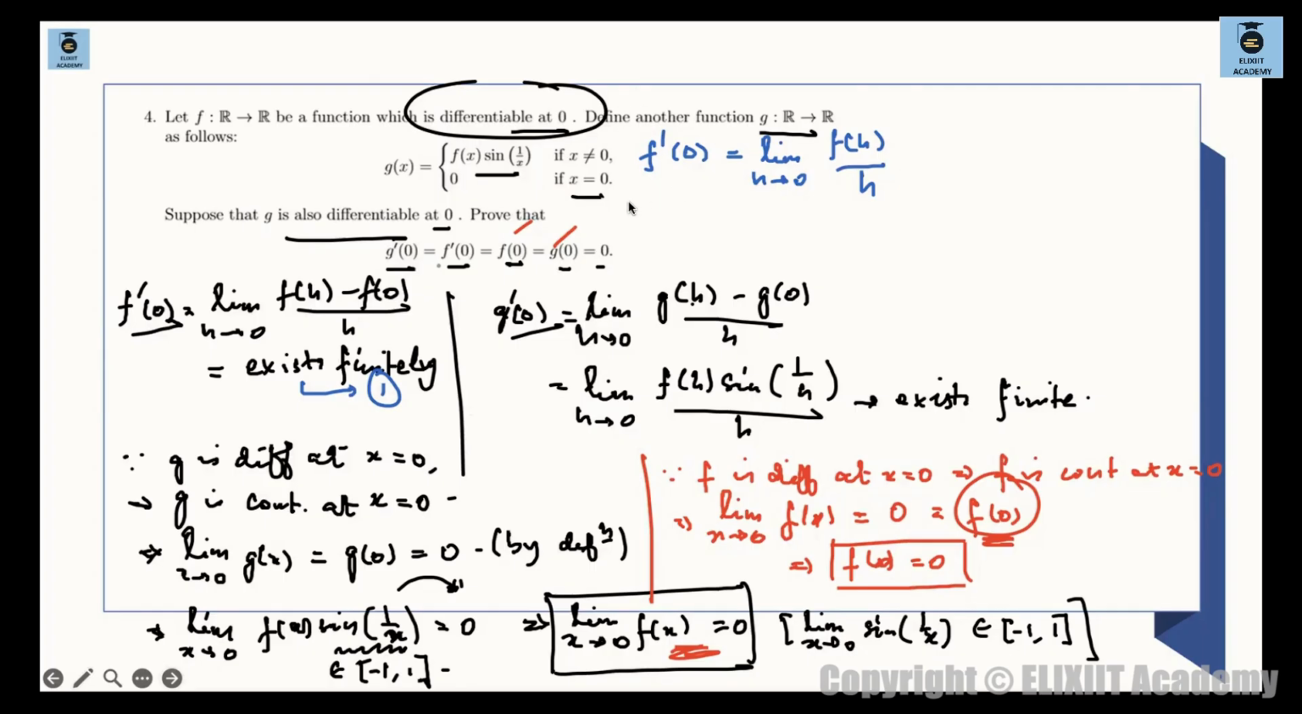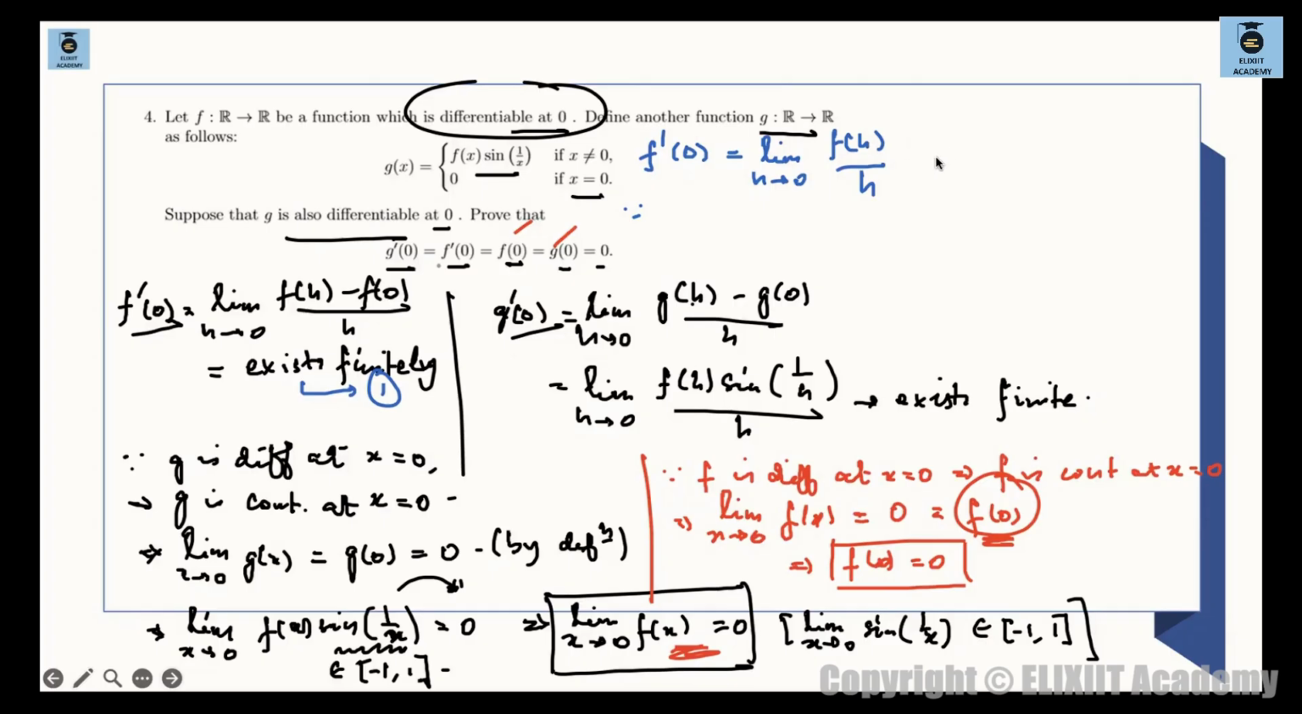Now since f is differentiable at 0, the limit will exist over here. We know this thing. Because f is differentiable at 0, the limit will definitely exist and will be finite. So we now need to focus on g dash of 0.